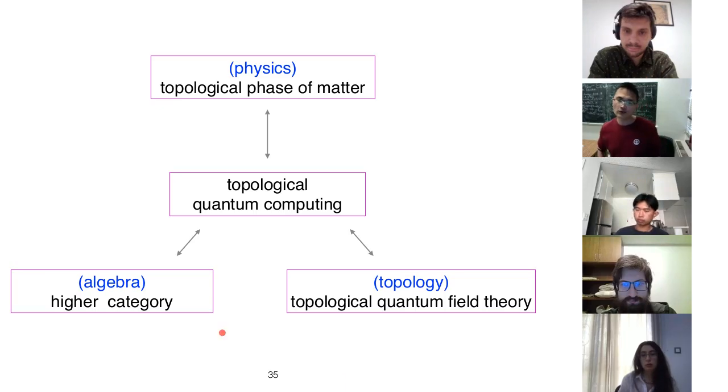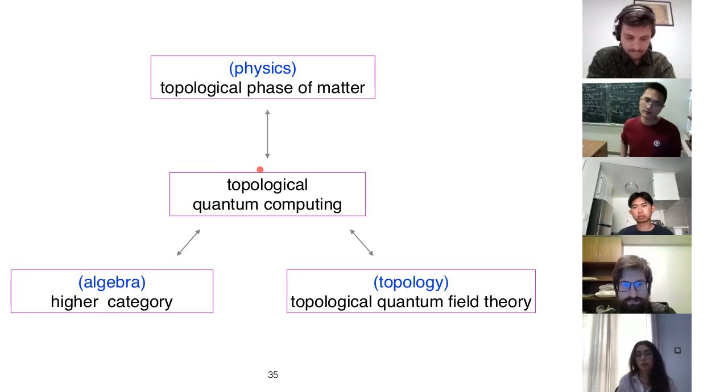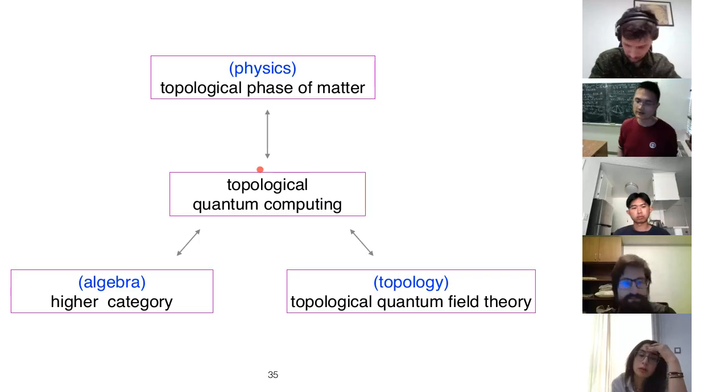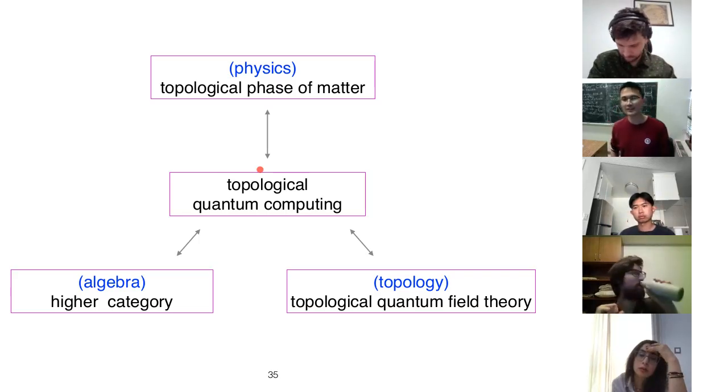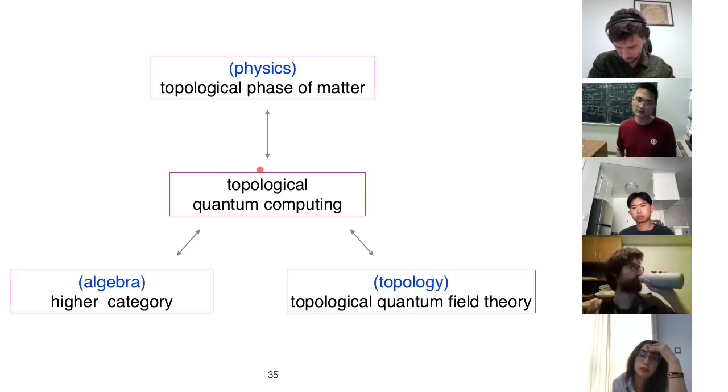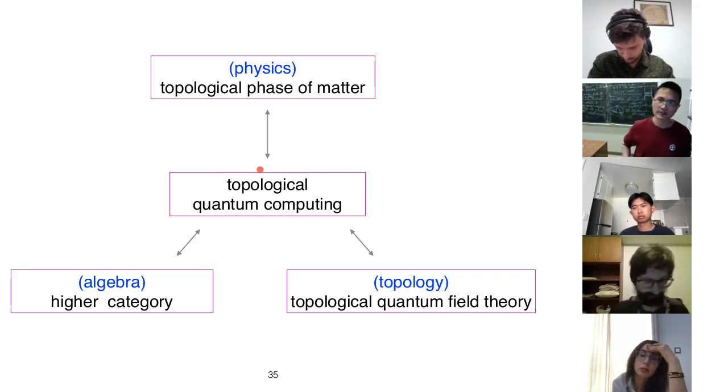Okay, so I guess that's more or less what I want to say. Just as a summary or take-home message for my talk, I want to say that TQC is related to, among other things, three parts: topological phases, higher categories, and TQFTs. I want to emphasize that each of them is a huge subject as well, and what I talked about today is really just on the surface of everything.